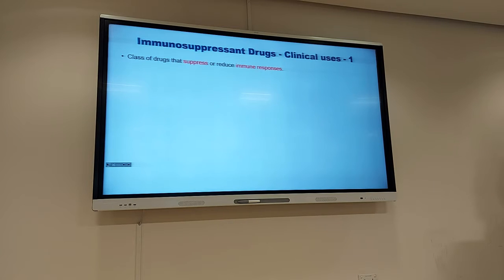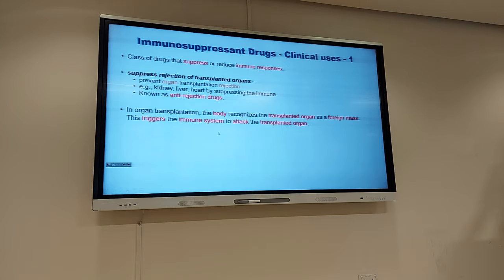Immunosuppressants are a class of drugs used mainly to suppress the immune response. They prevent rejection of transplanted organs, and this could be a kidney, liver, or heart, and they're sometimes known as anti-rejection drugs. In organ transplantation, we know that the body recognizes self and non-self. The transplanted organ is a foreign mass, and this usually triggers the immune system.